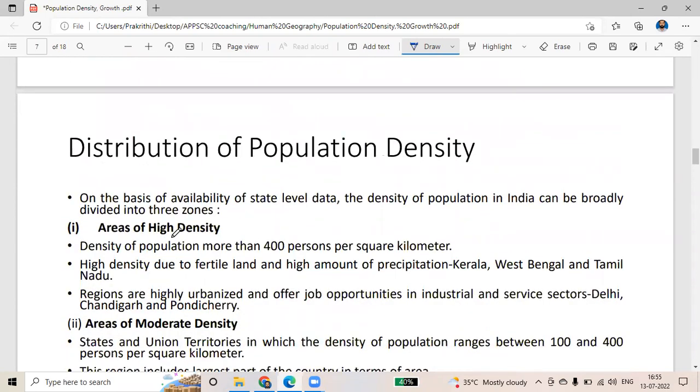Now we can go for regional wise population density. कौन सी जगह पे है सबसे ज़्यादा? We said national capital territory में है. Let's see whether it comes.